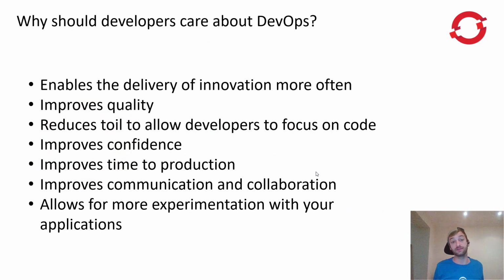So why should developers care about DevOps? Well, the thing is, if you've got to constantly worry about your DevOps pipeline breaking or this, that, and the other, it can make you as a developer not as productive as you should be. So having a great developer pipeline will improve quality because you'll get feedback on your code a lot quicker. You'll get stuff into production quicker, which means customers can get their hands on it and use it quicker.